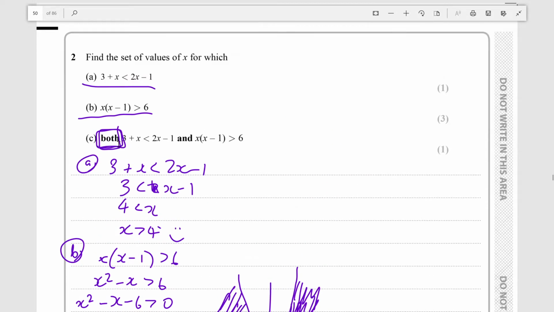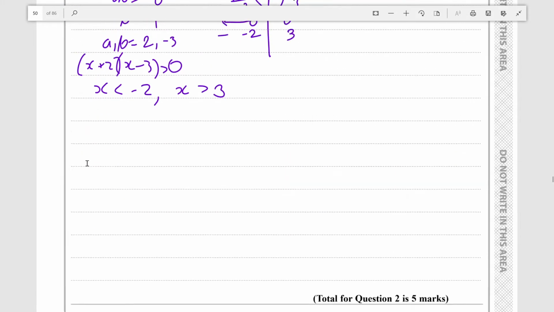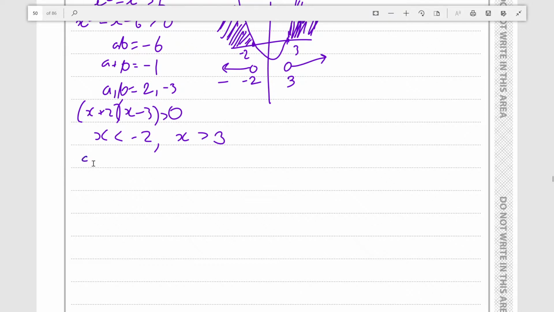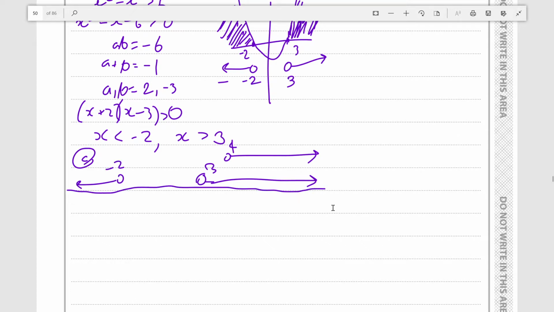Alright, so if we want to find out what satisfies both of these inequalities, we can use the calculation method, which is not really a calculation, it's just what I like to call it. Essentially you plot both of the inequalities as if there were an invisible number line. So you have x must be greater than 4, and then you have x must be greater than 3, and x must be less than negative 2. And if you add them up, you're looking for what numbers satisfy both of these.